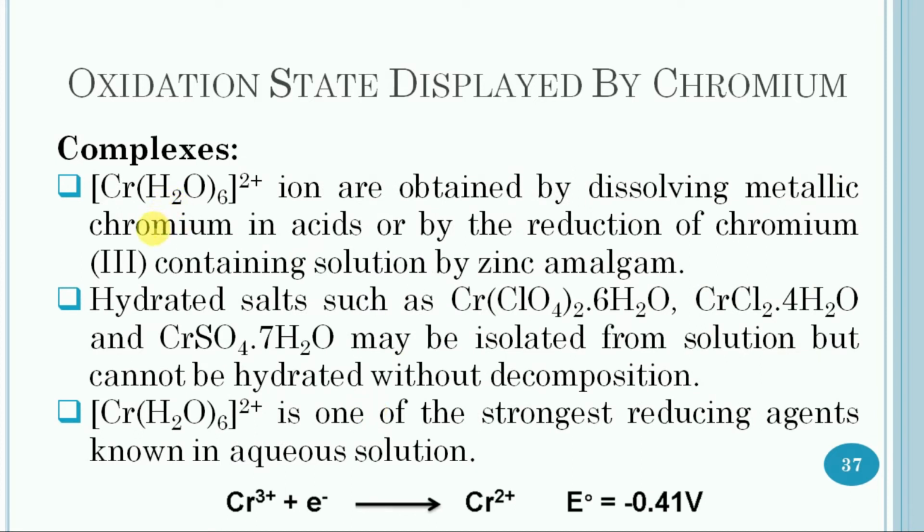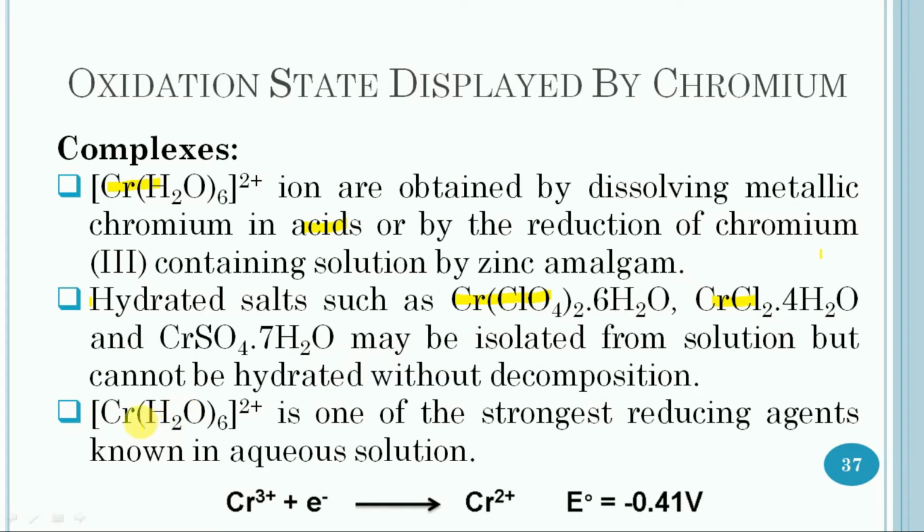Next are the complexes in oxidation state 2. This complex with 6 water ligands is obtained by dissolving metallic chromium in acids, or by the reduction of chromium 3 containing solution by zinc amalgam. Hydrated salts such as chromium perchlorate, chromium dichloride and chromium sulphate may be isolated from solution but cannot be dehydrated without decomposition.